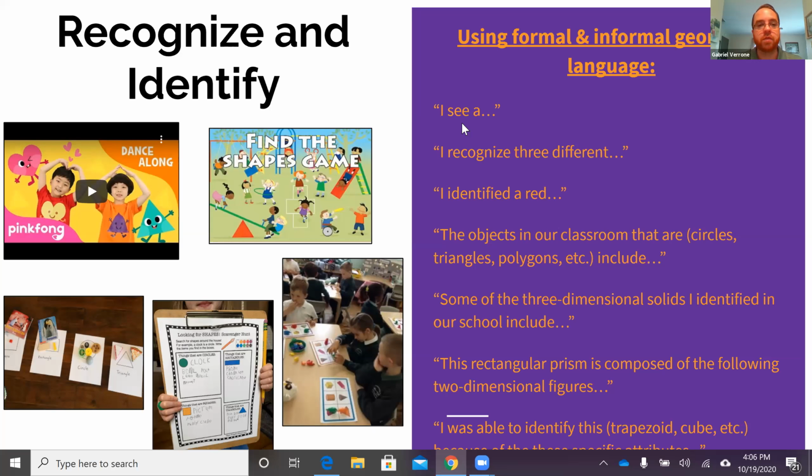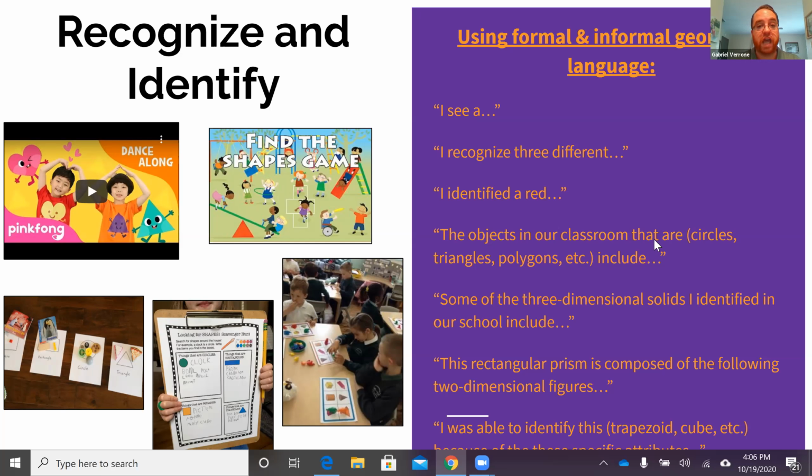And of course, they're not going to be able to write that, but they certainly are never going to write it if they can never say it, right? Or even saying, I recognize 3 different shapes. Those shapes are a triangle, a rectangle, and a circle. I identified a red, right? And again, my standard is identify, it's recognize. Why not have the children say that, right?